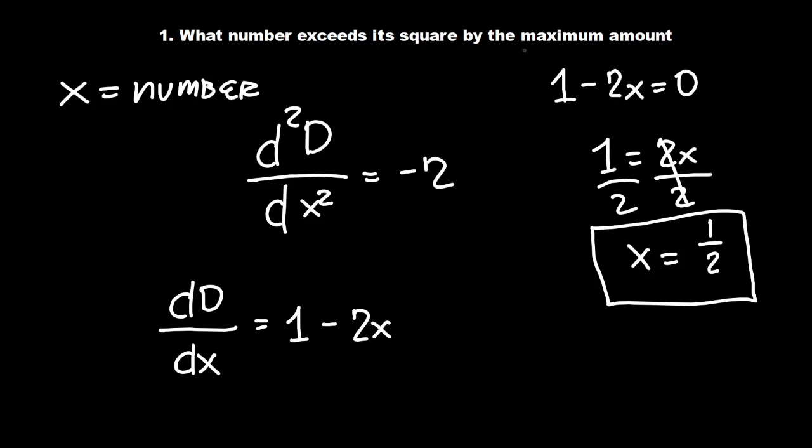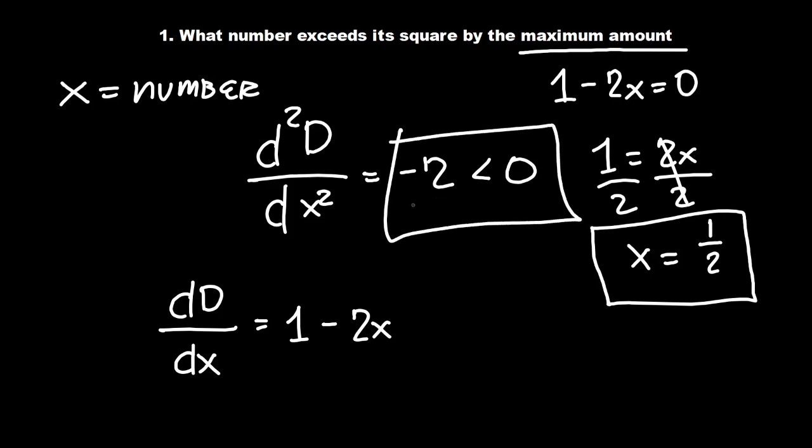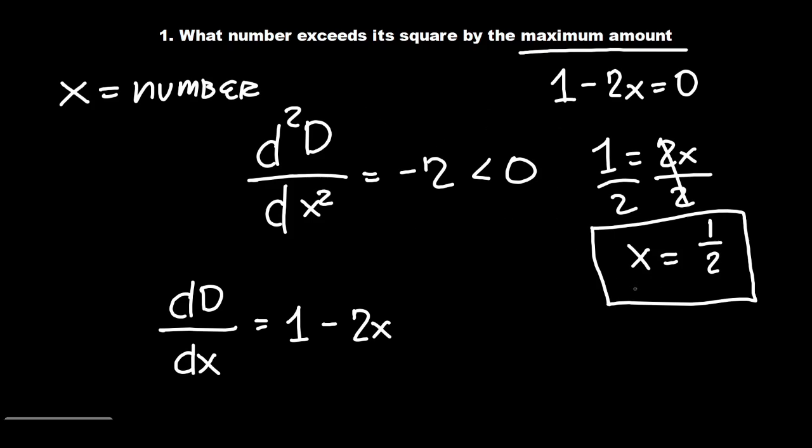And if it says that it would be the maximum amount, it should be less than 0, which is true because -2 is less than 0. If it says that it is the minimum amount, then it should be greater than 0. But since what we have here would be the maximum amount, -2 here, or the second derivative of our equation, would be less than 0, which proves that x equal to 1/2 would be our maximum amount of number that exceeds its square.